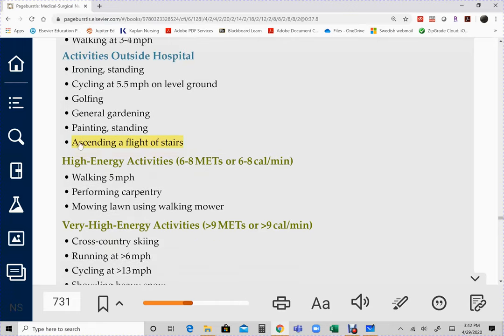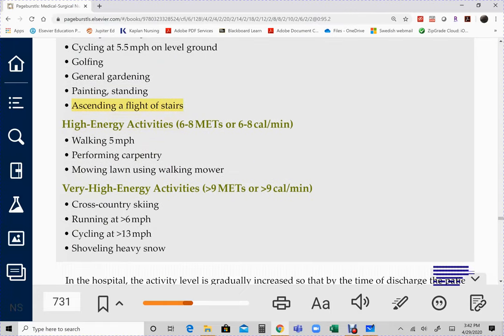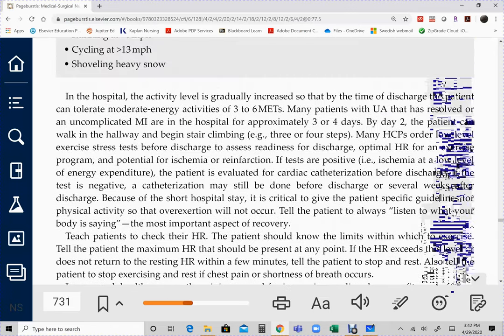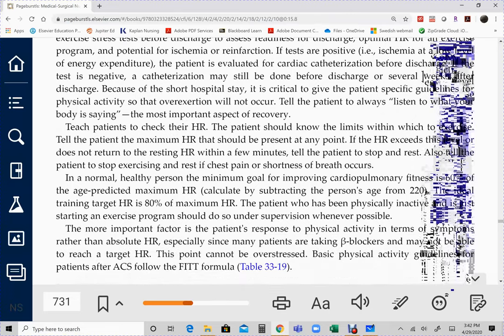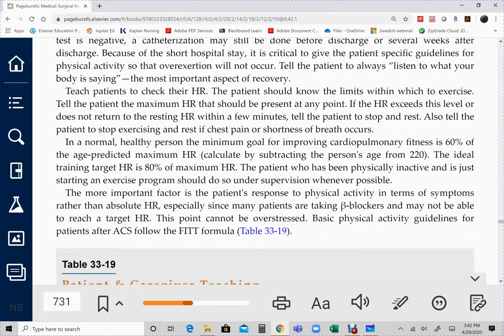So if they can climb a flight of stairs, that's already moderate. So if they can do that, it's probably safe to resume sexual activity already. Although some doctors say a period, you know, after this many days or this many weeks, they can resume, but that's not always true to everybody. It's really their activity tolerance, which is the basis.